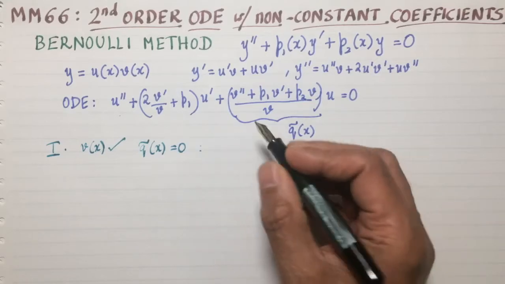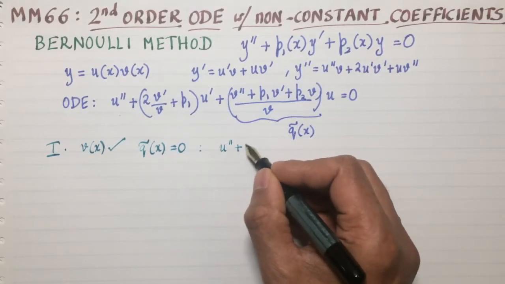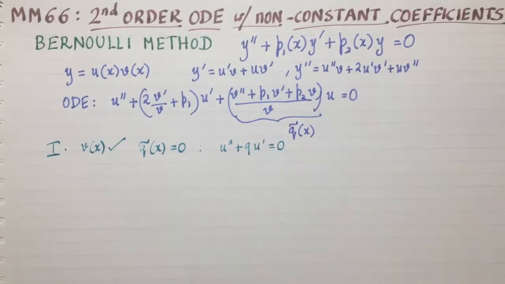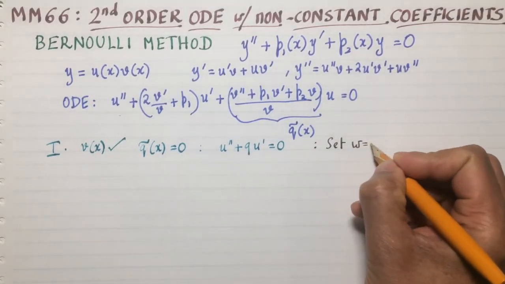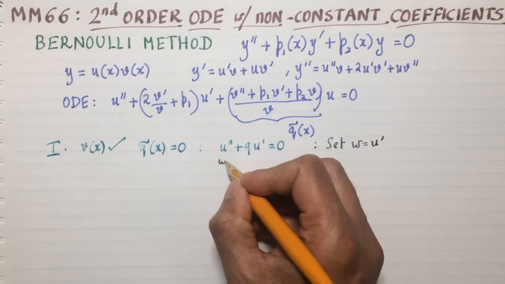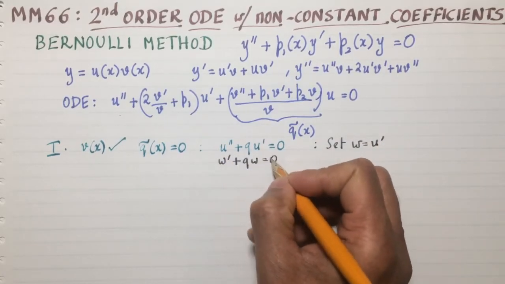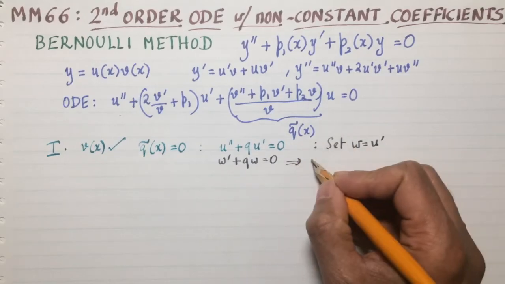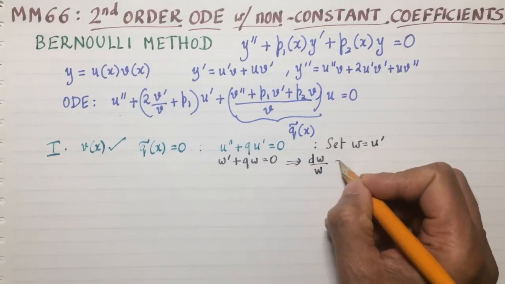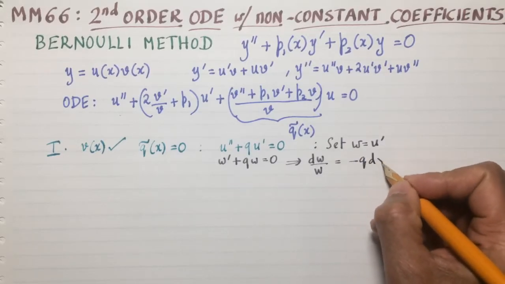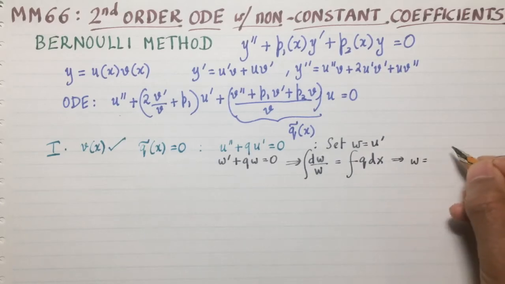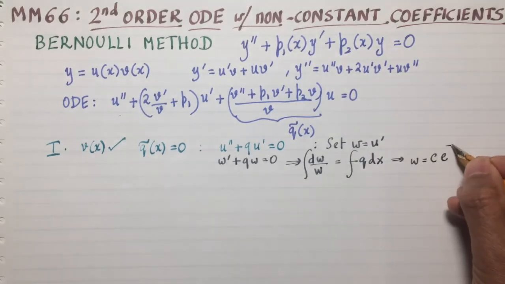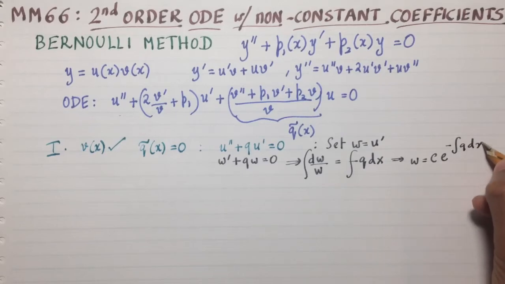And now we have a very simple differential equation, u double prime plus q u prime equal to 0. Now we can reduce the order of this equation by setting w equals u prime, and then we get w prime plus q w equals 0. It's very easy to solve this by separation of variables. We'll do that by doing dw by w equals negative q dx. Integrate both sides, and I get w equals some constant c times e to the minus integral q dx.